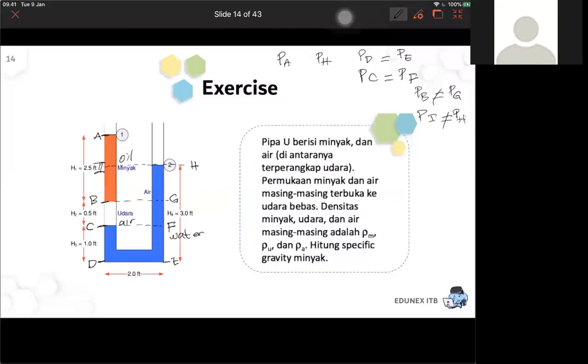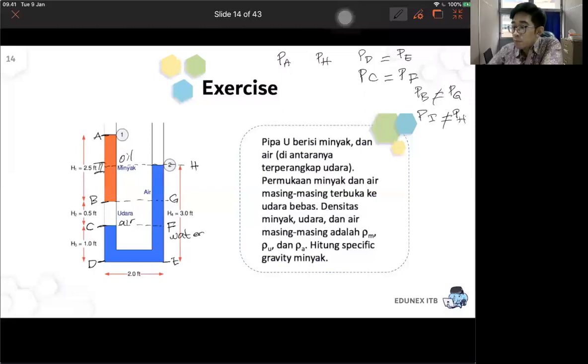Yeah, it's atmospheric. Right. So pressure at point A will be the same as pressure at point H, and it will be the same as the atmospheric pressure. Okay. I think you already got the concept, right? To decide which one has the same pressure.